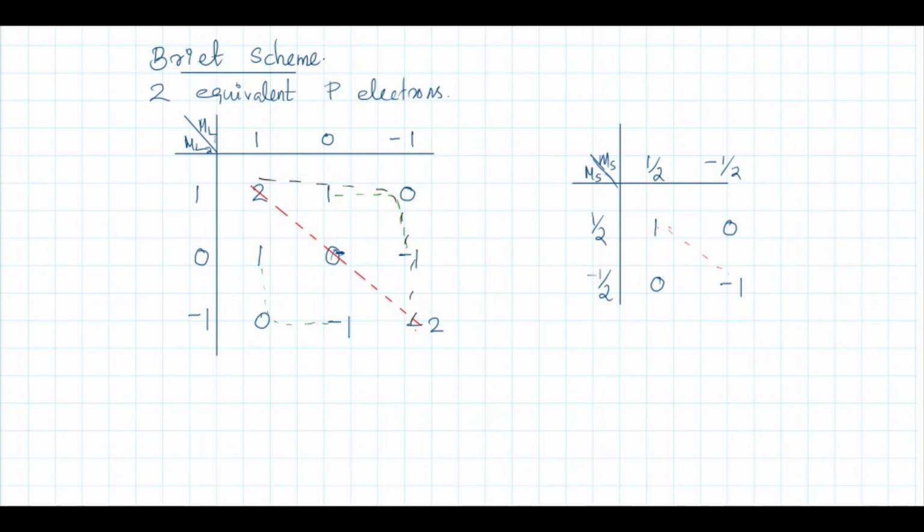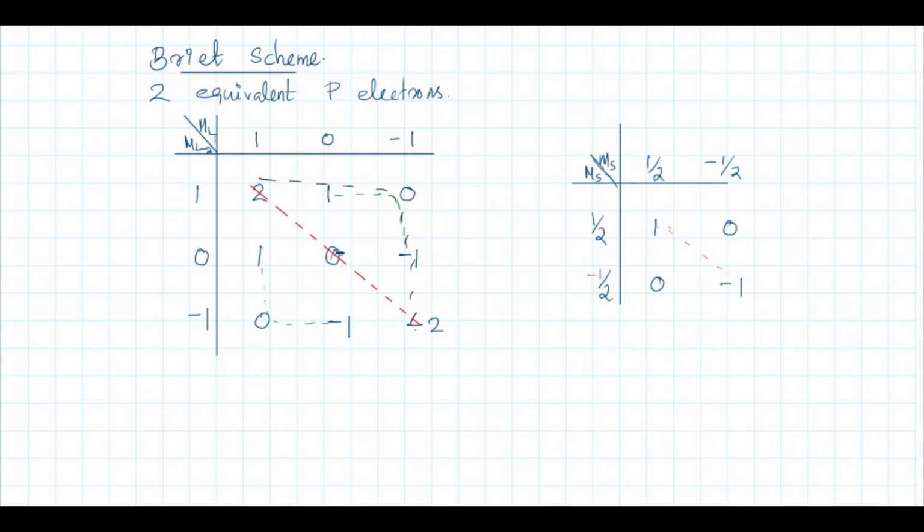Again, I will explain by considering examples. You consider two equivalent p electrons, and you have to form two squares. One is known as the ML square, the other one is known as the MS square. How can we write the square?